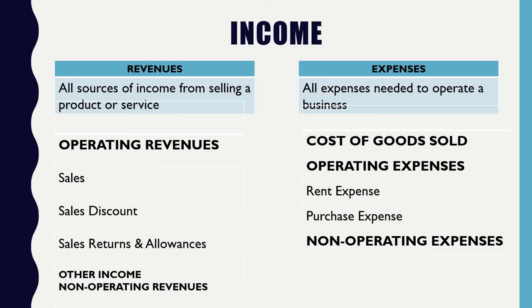Then when we move on to expenses, right? All expenses are needed in order to have your business run, right? You need to have expenses. So again, there are two categories that you're required to know. It's going to be cost of goods sold and operating expenses. Again, when you go into more advanced level, you will be introduced to non-operating expenses or other operating expenses. Again, the last category can be interchangeable.